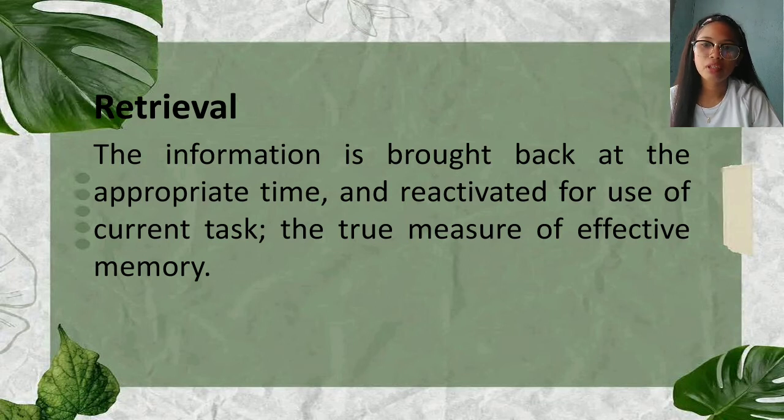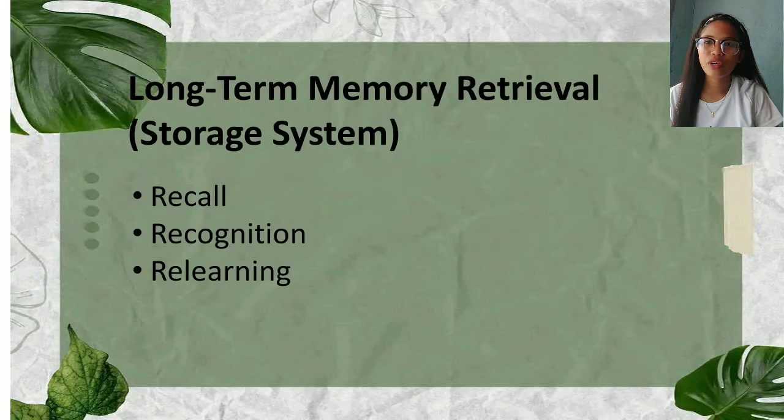You must be able to retrieve information from memory in order to do everything from knowing how to brush your teeth, to driving to work, to knowing how to perform your job once you get there. We have long-term memory retrieval, the storage system, and first we had recall, second recognition, and last relearning. First, we tackle recall.